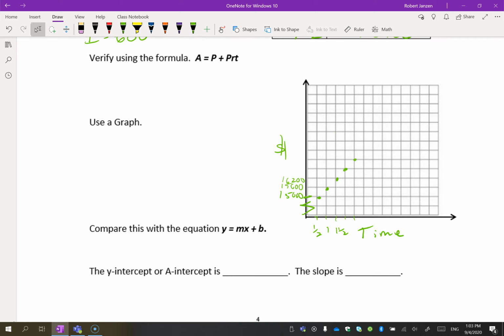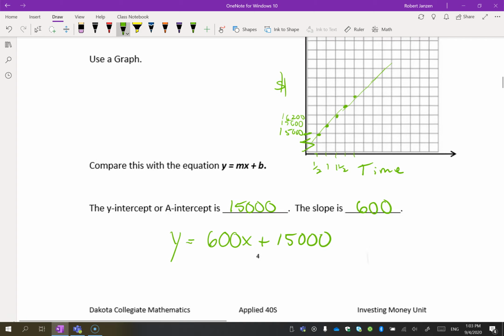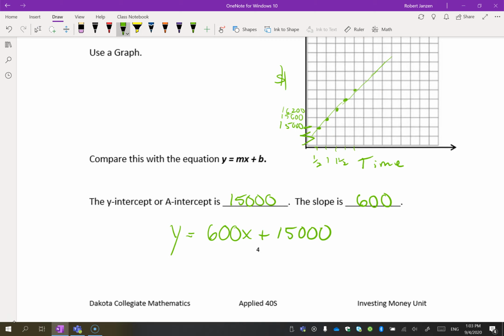And if you remember back to grade 10, this is going to be a linear function, right? It's going to be a straight line. It's going to go up 600 each time. Okay, the y-intercept is 15,000. That's what we start with. And the slope is $600 each time. So this equation would be 600x plus 15,000. Do you remember this? What was b? B was the y-intercept. That's where we start the graph.